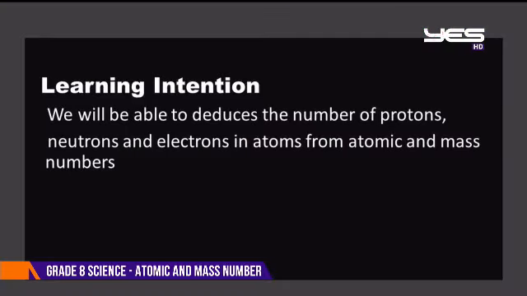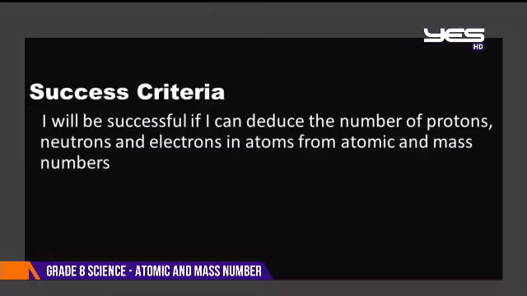Let's check the learning intention. What is our learning intention? We will be able to deduce the number of protons, electrons and neutrons from atomic and mass number. That is the learning intention. What is our success criteria? I will be successful if I deduce the number of protons, electrons and neutrons from atomic and mass numbers. That is our success criteria. At the end of the lesson, you should be able to achieve the success criteria. We can start our topic.